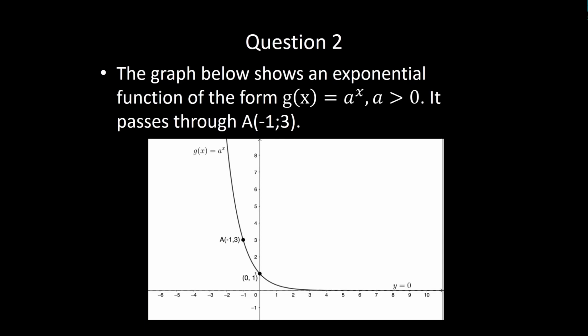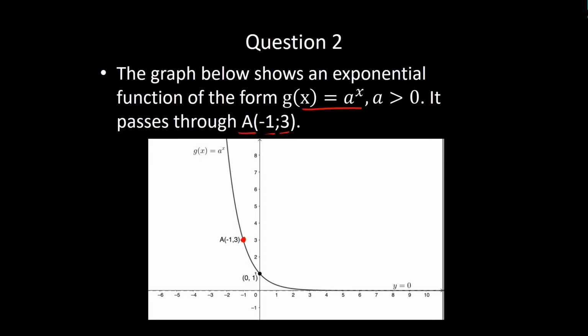So here we are told that the graph shows an exponential function, g of x is equal to a to the power of x, and a is greater than 0. It passes through the point capital A, minus 1 and 3. So the x value is minus 1 and the y value is 3. Now, when we look at this graph, you should start realizing things about the graph and do a little self-check as you go through the question.